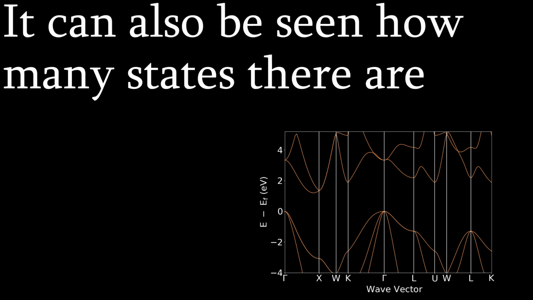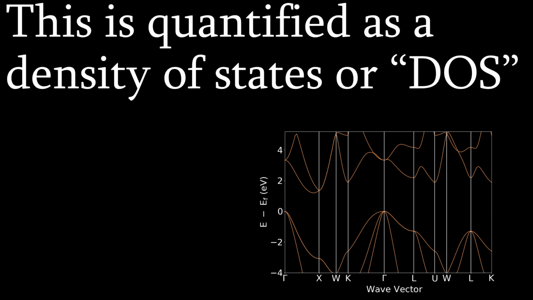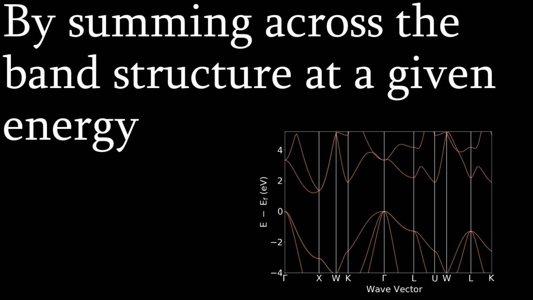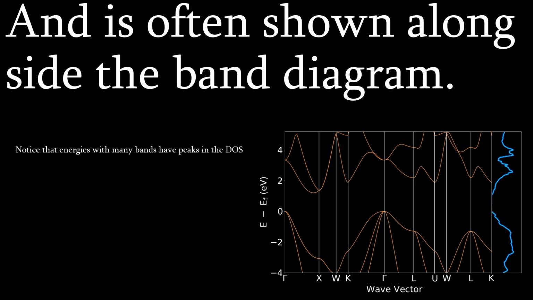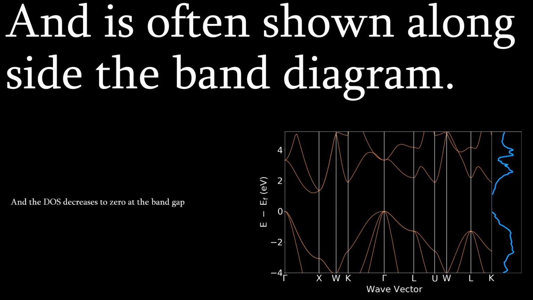It can also be seen how many states there are. This is quantified as density of states, or DOS, by summing across the band structure at a given energy, and is often shown along the side of the band diagram. Notice that energies with many bands have peaks in the density of states, and the density of states decreases to zero at the band gap.